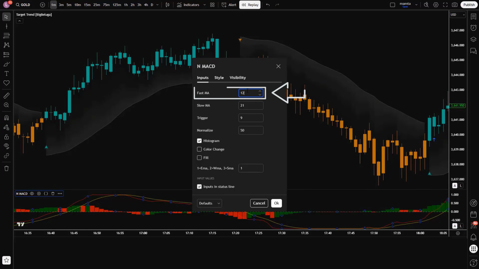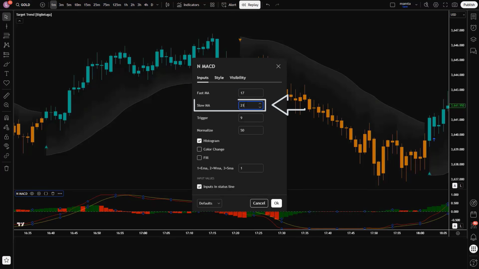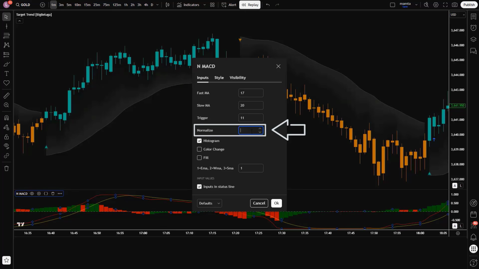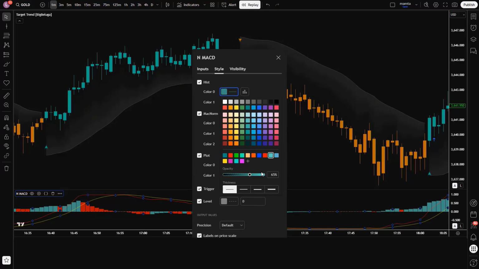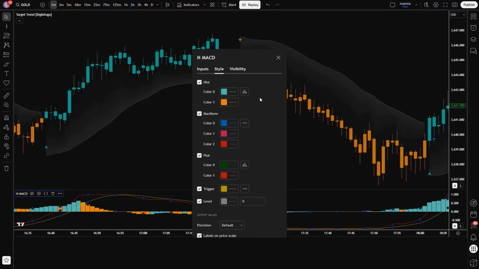We have to change this fast MA option from 12 to 17. We have to change this slow MA option from 21 to 20. We have to change this trigger option from 9 to 11. We have to change this normalize option from 50 to 40. We have to change this color 0 and color 1 options. Now our setup is ready.